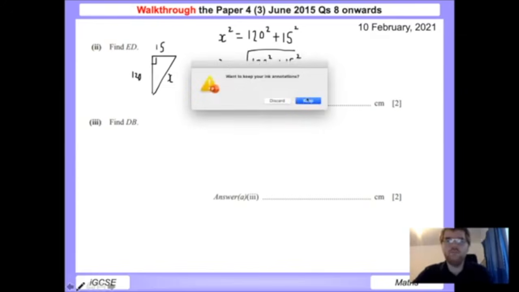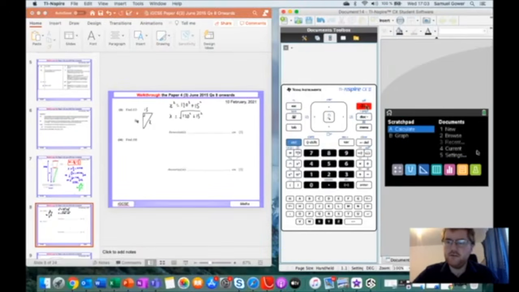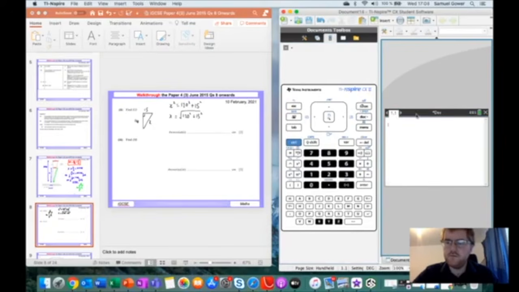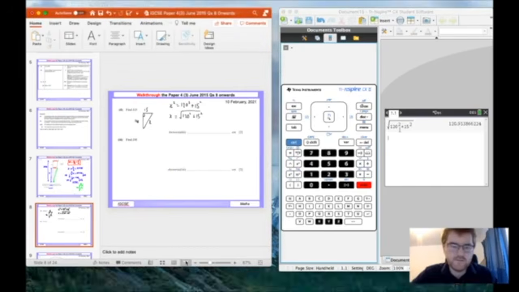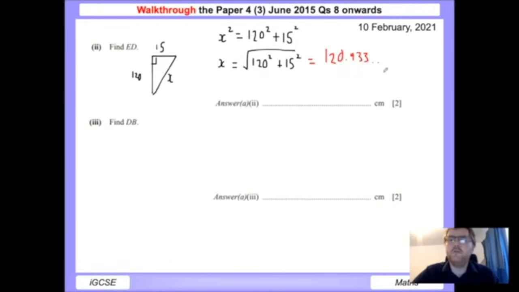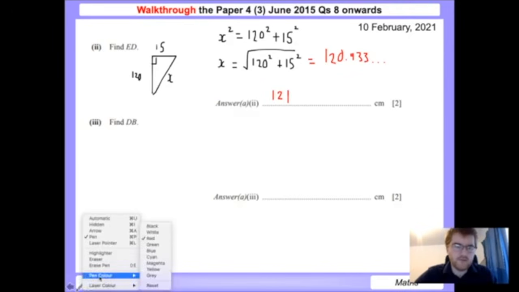And this is where it's GBC. So we go onto a normal scratch pad, what you're familiar with, and we go control 120 squared, so you use the square button, plus 15 squared. Our answer here is 120.93. Again, we're going to round to 3 s.f., but we need to write down decimals first. And to three significant figures, which is generally expected, it's 121 centimetres. Okay, all good. Let's try and go back to a black pen.